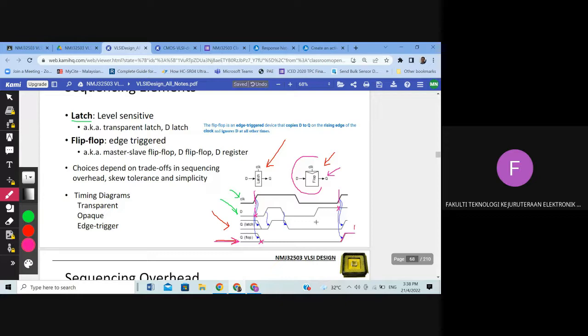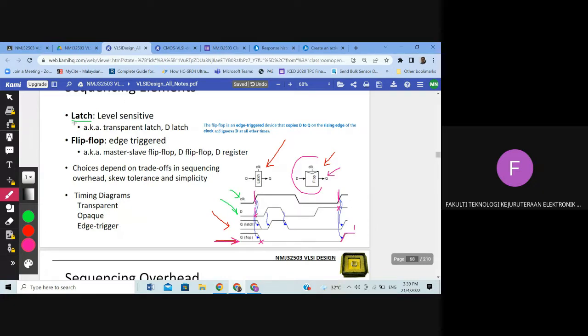Okay, other than that, although we see D equal to 1 here and 1 here, it will not update Q because during this time, and this time, no rising edge happens. Rising edge only happens here and here. Okay, understand? All right.